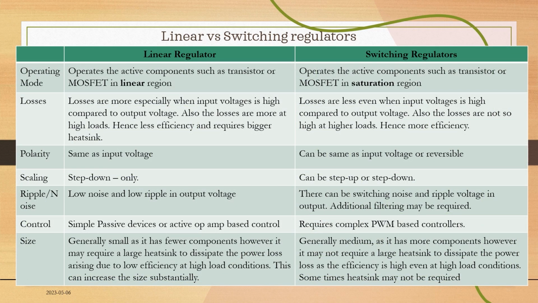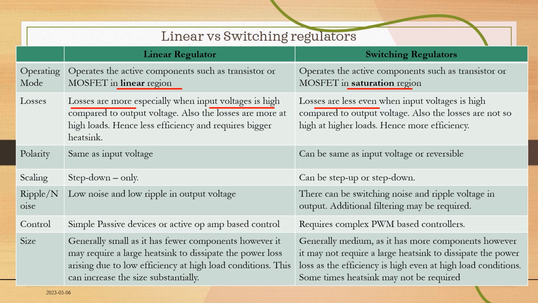The major differences between linear and switching regulators are as follows. The operating mode of a linear regulator is in the linear region, while switching regulators operate in the saturation region. This means that the switch is either completely turned on or completely turned off in switching regulators. If the difference between the input and output voltage is high, then the loss is high in linear regulators. As a result, the efficiency is low. However, in switching regulators, if the difference between the input and output voltage is high, the loss may not be high, so the efficiency is high.